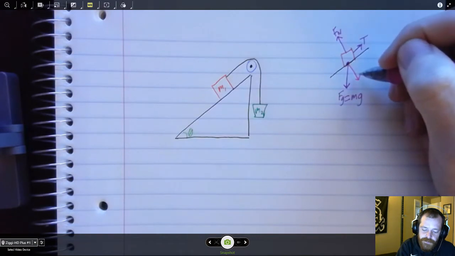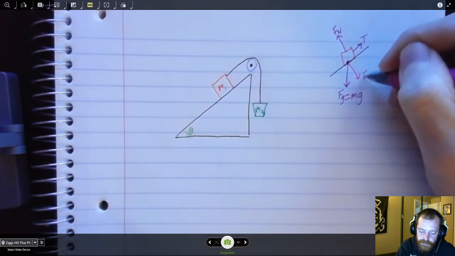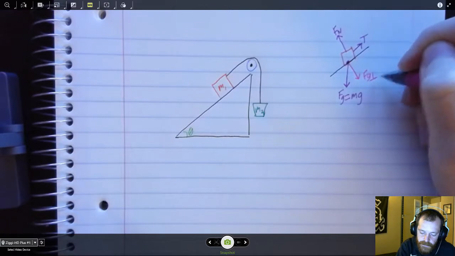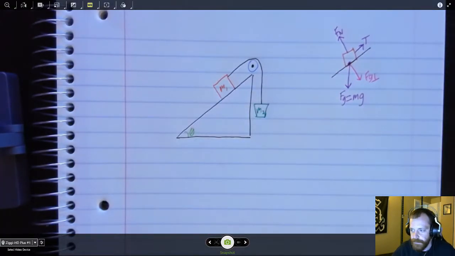The normal force should be equal in size to the perpendicular component of gravity. So I'll call that Fg, and I'll mark it with that little upside down T to mean perpendicular.